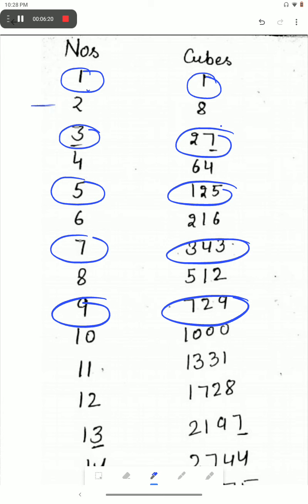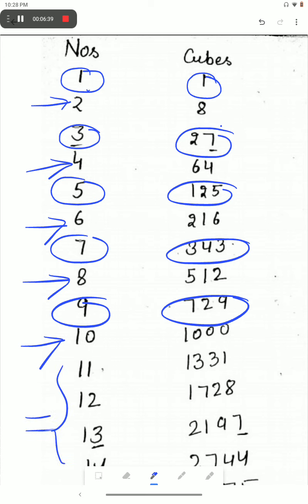Now consider this even number. Its cube is also even. This is an even number, its cube is also even. This one is an even number, its cube is also even. Similarly, for the other cases you can consider.